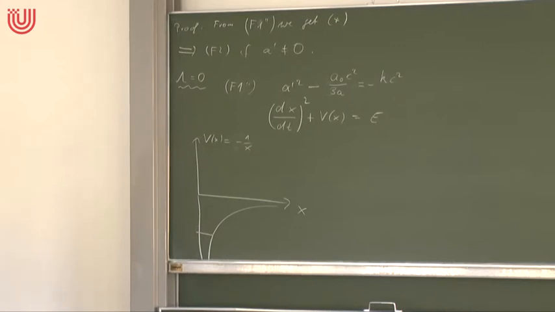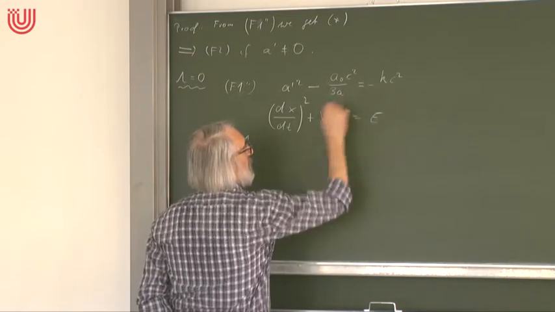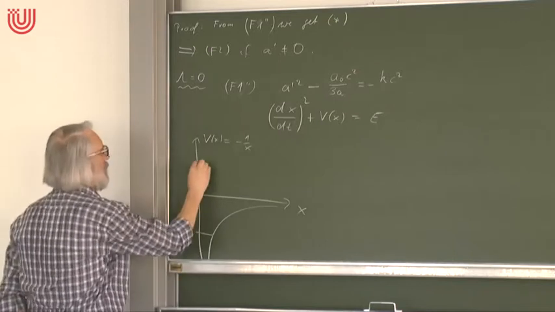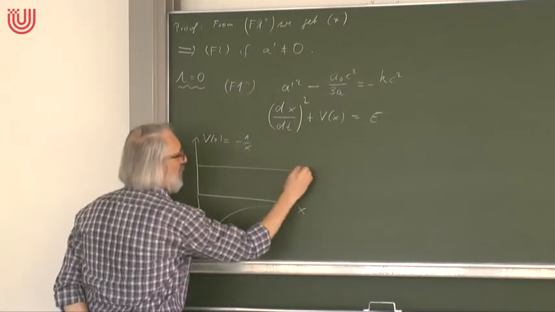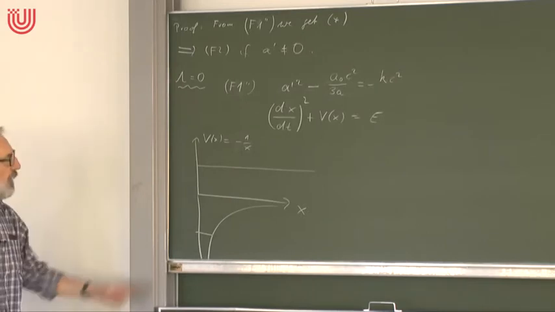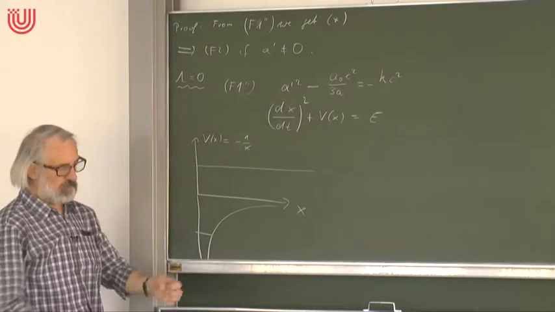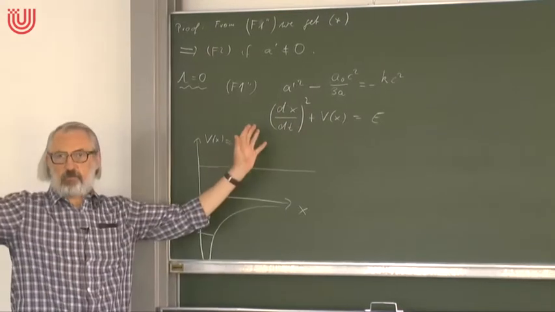I'm always making mistakes. Okay, so if the E is positive, this corresponds to the case k equal minus 1. I have an energy here. What is the particle doing? It never hits the potential, so it never reaches a turning point. So the particle would move out to infinity forever. So in our analogy, the universe starts with a Big Bang and then it expands forever.